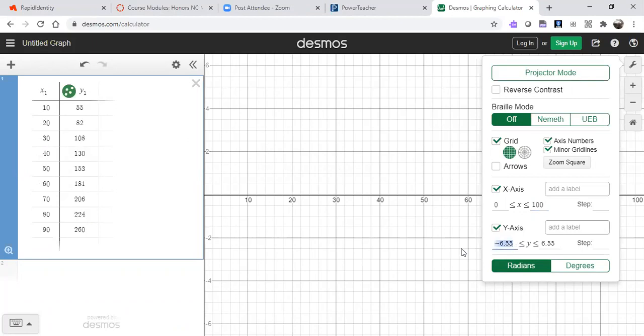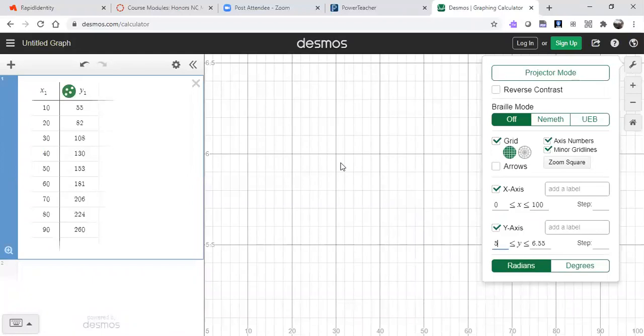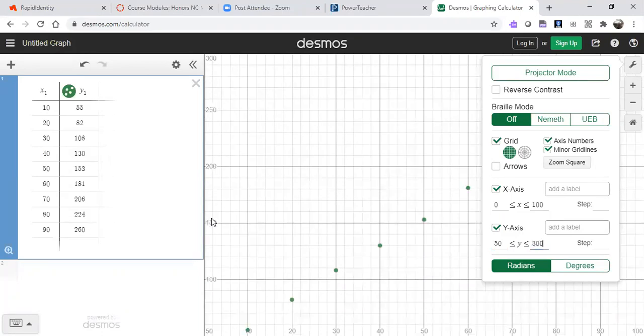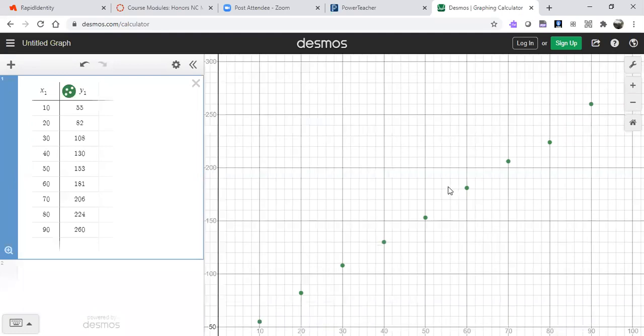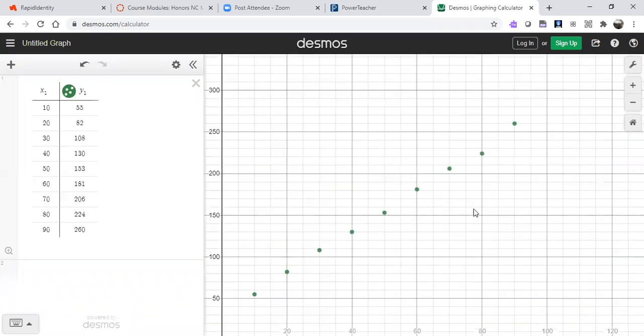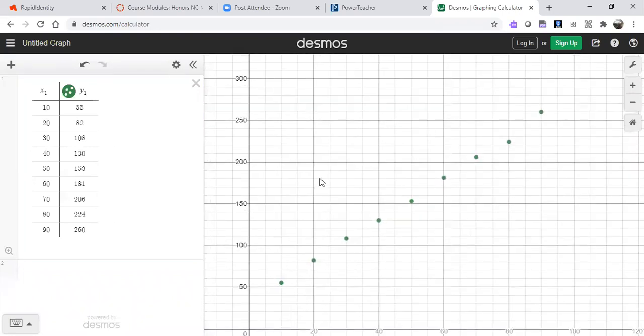And it looks like my y's, the lowest is 55, so I can start with 50. And the highest, 260, so 300. It doesn't have to be perfect. Now click on the wrench. Now you can see that data. And of course, that is a very nice linear set of data. Not perfect, but definitely linear. No question about it. You can zoom out a little bit if you want to see better. Click and move it around.